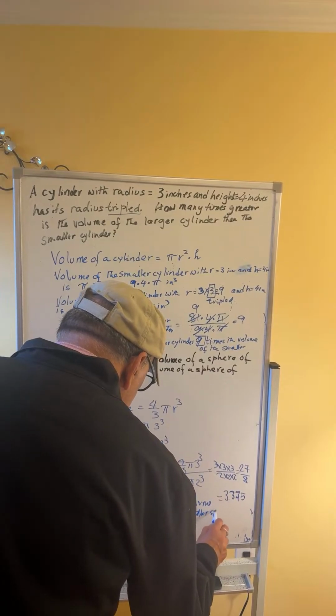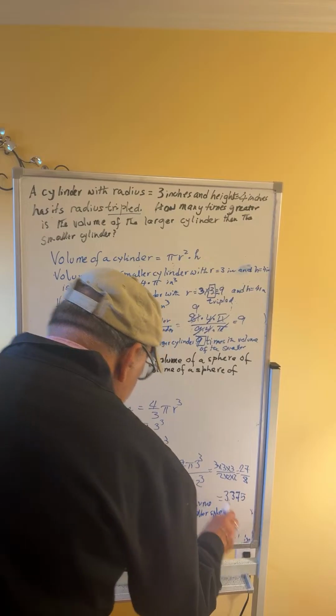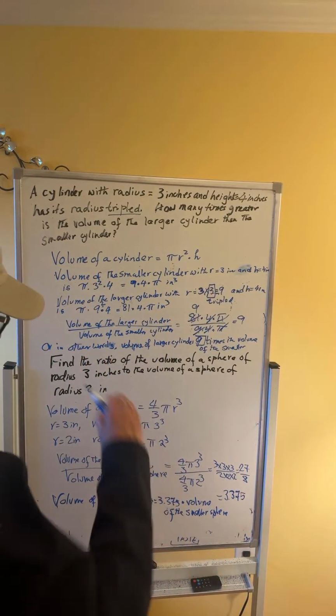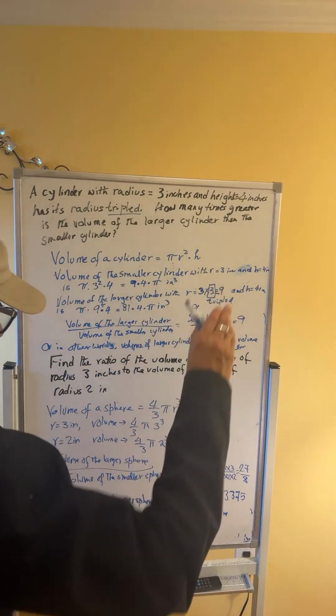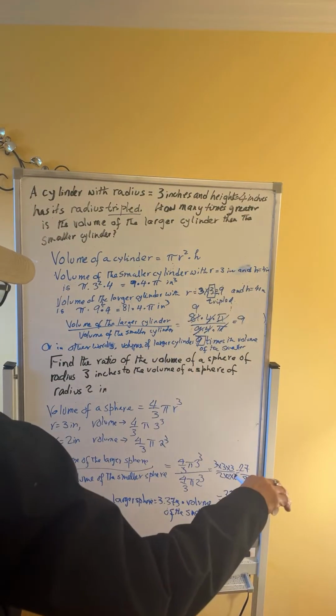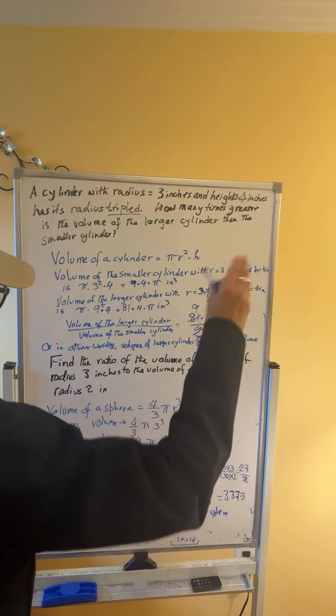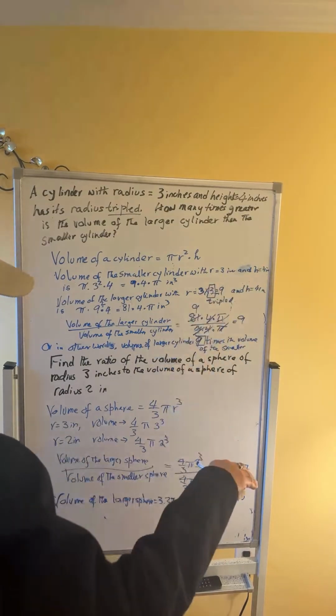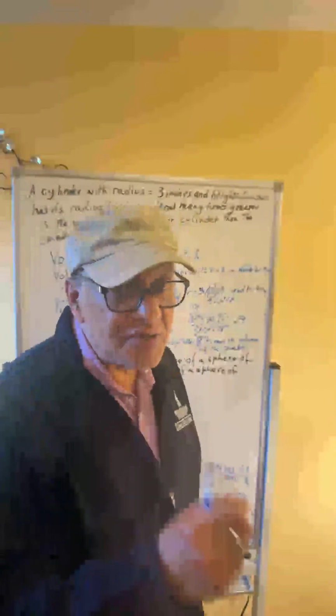So we took the ratio of the volumes. Everything cancels out, 4/3 pi from the numerator and denominator. You're left with R1 cubed, the larger sphere radius cubed, divided by the smaller sphere radius cubed, or 3 cubed divided by 2 cubed. Now 3 cubed is 27, 2 cubed is 8. 27 divided by 8 is 3.375. That means the volume of the larger sphere is 3.375 times the volume of the smaller sphere.